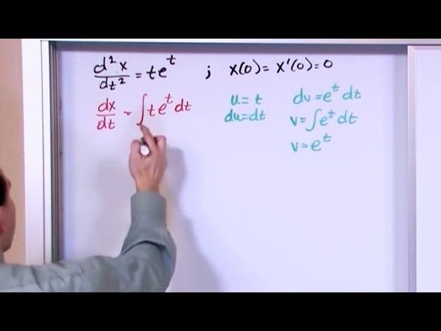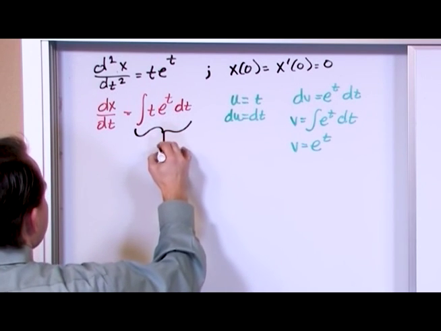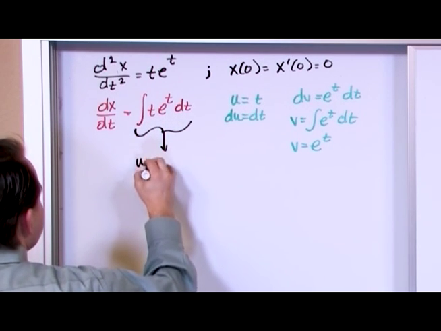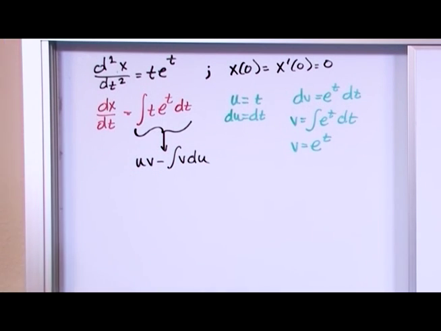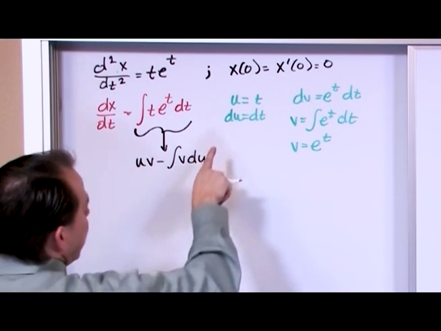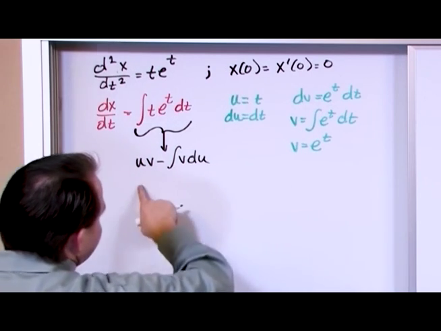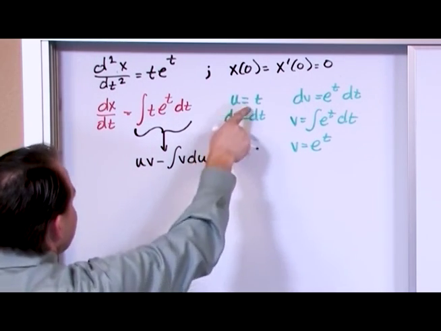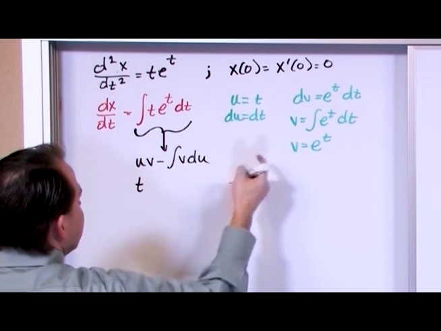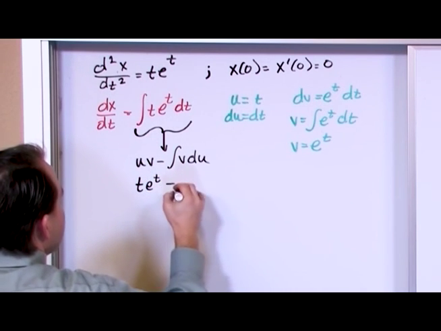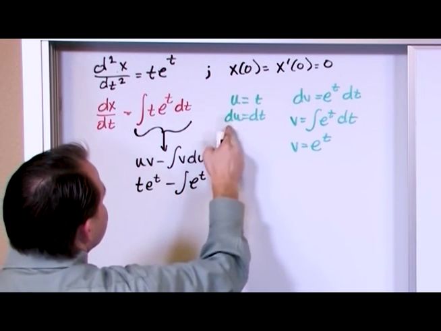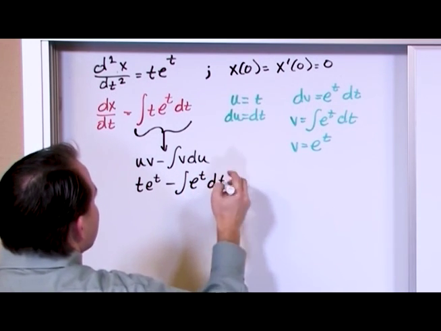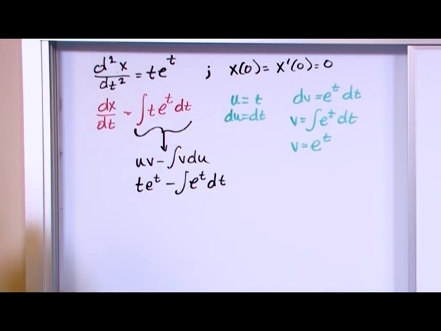Now, to do integration by parts, we need to formulate u times v minus the integral of v du. We have everything we need to do that. That's why I always suggest you do all this mess first before you start writing the integration by parts down. u is equal to t, v is equal to e to the t, minus the integral of v, which is e to the t, du, which is dt. Once you have everything written, it's very easy to plug it into the integration by parts formula.